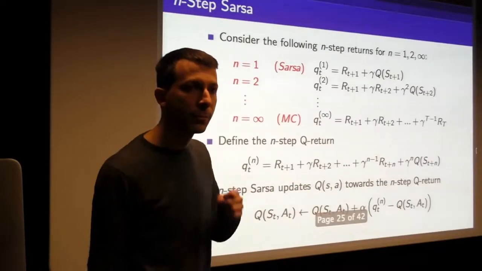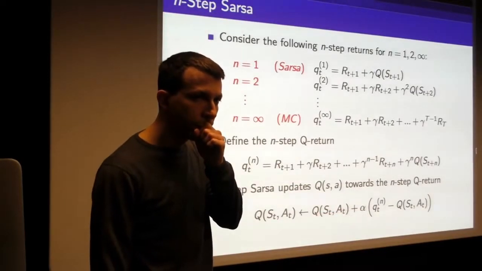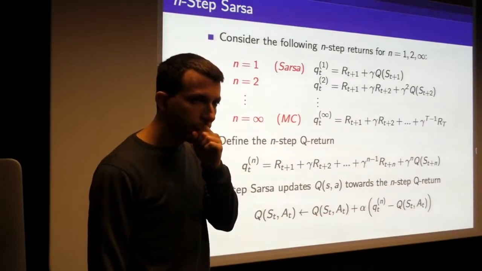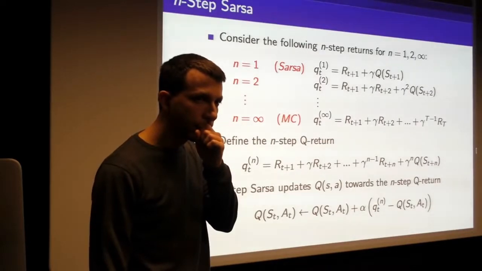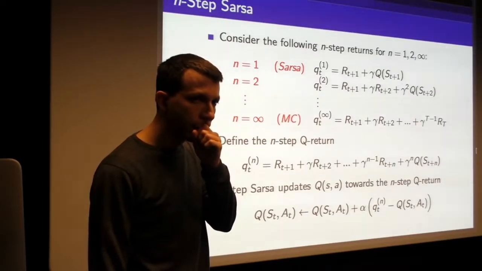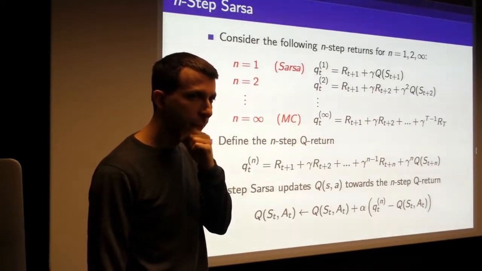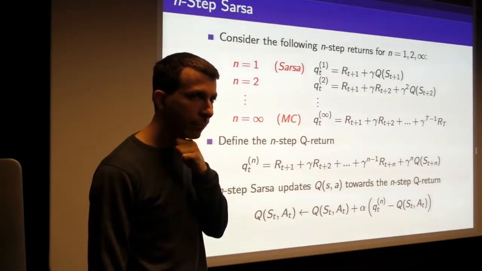So I want to ask, just for a reminder: the Q function represents the estimate of the whole trajectory from S_t using action A_t, right? Not trying to estimate only the one step?